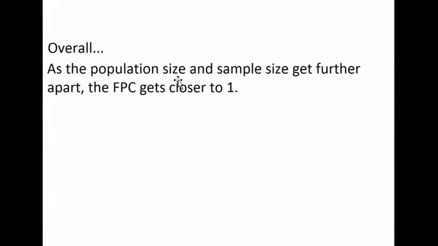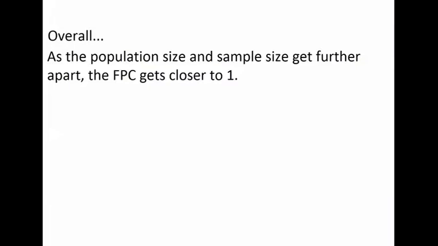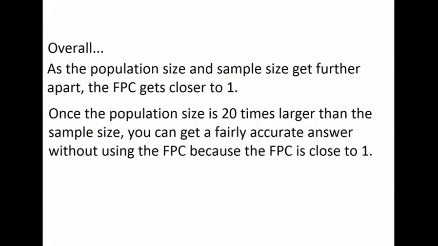So overall, as the population size and sample size get further apart, the FPC gets closer and closer to 1. And if the population is at least 20 times larger than the sample, you can leave off the FPC and still get a fairly correct answer for the standard error using the shortened formula. The reason is that when the population is 20 times larger than the sample, the FPC is pretty close to 1, and it doesn't affect the final answer by very much.